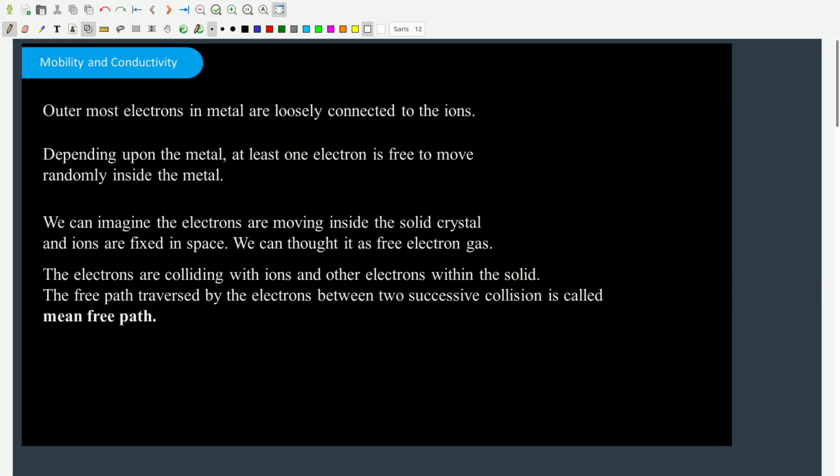And we can imagine the electrons are moving in a solid and ions are fixed in space, and electrons are colliding with ions and other electrons in solids, and therefore their free path is limited by the collisions. The path traversed by the electrons between two successive collisions is called the free path, and the average of all these free paths is called the mean free path. And the average time between two successive collisions is called the mean free time.